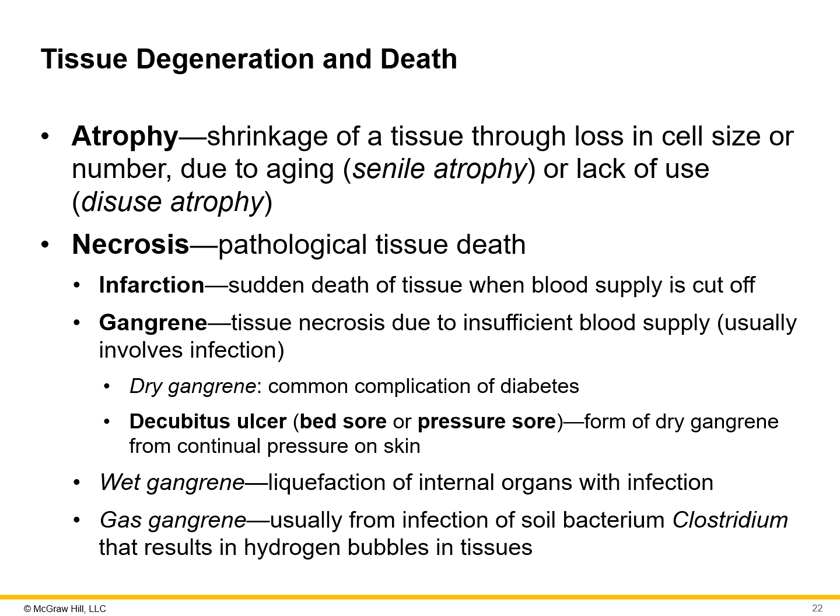What causes necrosis can be infarction, where there's a sudden loss of blood supply and blood is cut off. So that will cause sudden death of the tissue. You can have gangrene, which is due to an insufficient blood supply. So it's not fully cut off, but not enough is getting through. And typically that involves an infection.